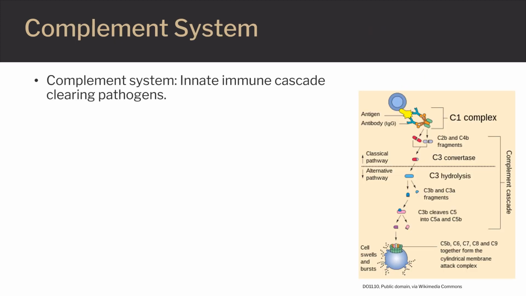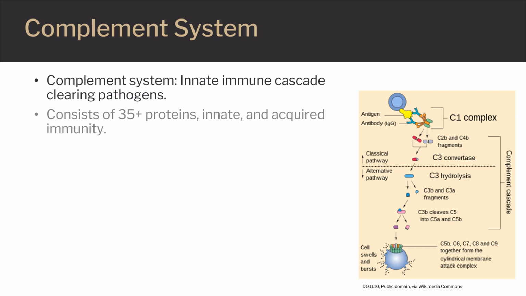The complement system is a biochemical cascade of the innate immune system that helps clear pathogens from an organism. It's derived from many small blood plasma proteins that work together to disrupt the target cell's plasma membrane, leading to cytolysis of the cell. The complement system consists of more than 35 soluble and cell-bound proteins, 12 of which are directly involved in the complement pathways.